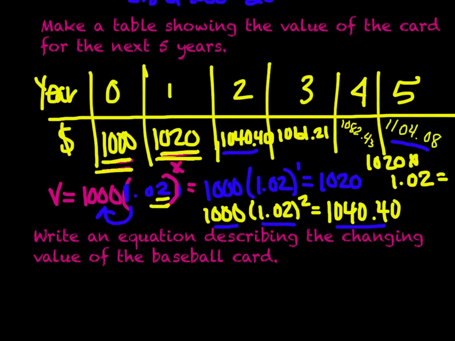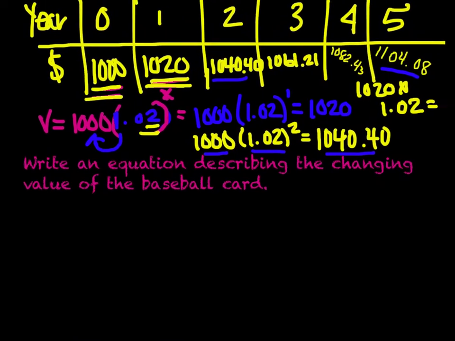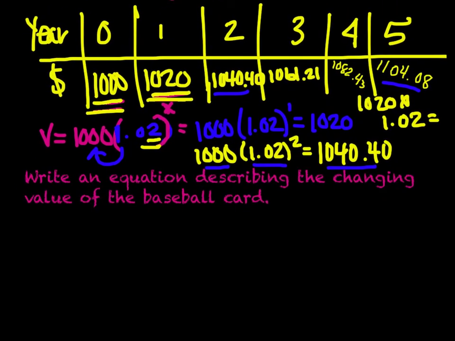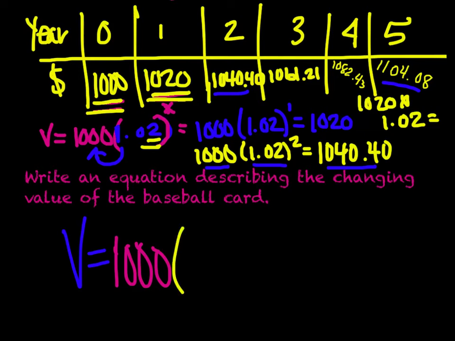So it says we need to write an equation describing the changing value of this baseball card. So let's rewrite this equation. We have our value: 1,000 that we're starting out with, and we're multiplying that by 1.02, which is our growth factor, which represents essentially our 2% growth rate per year increase, and that is all raised to the x, and our x stands for our years. So let's keep moving.